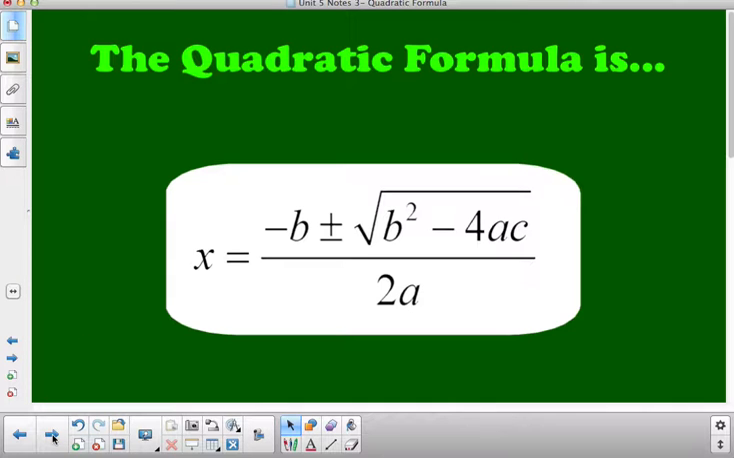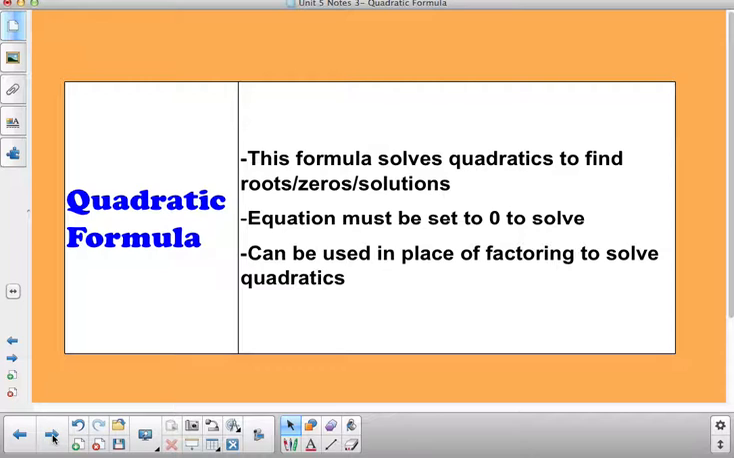Now let's just talk about what the quadratic formula does for us. This formula solves quadratics to find the roots or solutions or zeros. Those are all ways of saying solutions to a quadratic. The equation has to be set equal to 0 in order for us to solve it. And we can use it in place of factoring. So we were factoring and solving before, but not all equations are factorable. So if all equations aren't factorable, then we have to have another way to solve, and the quadratic formula gives us that.